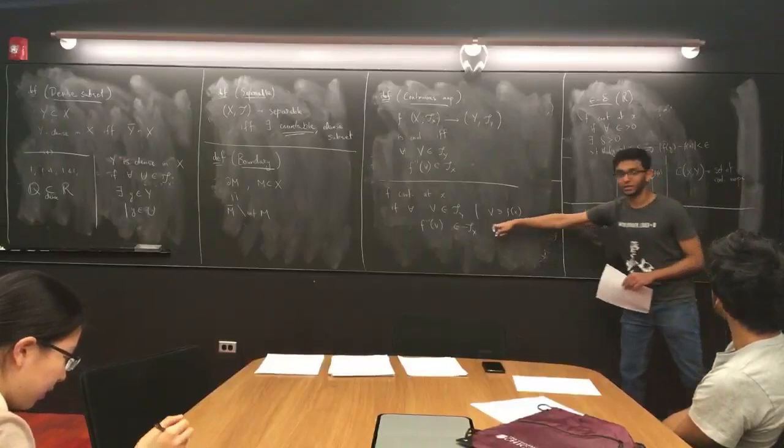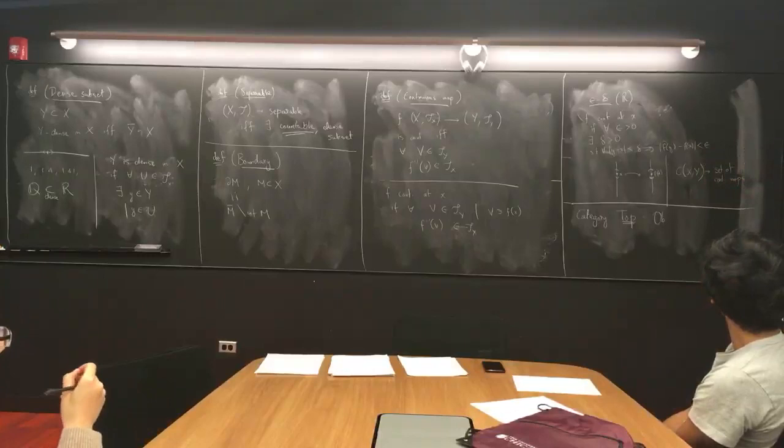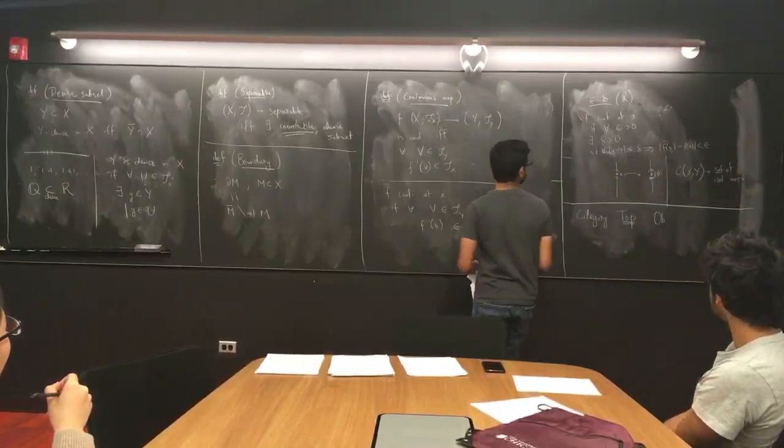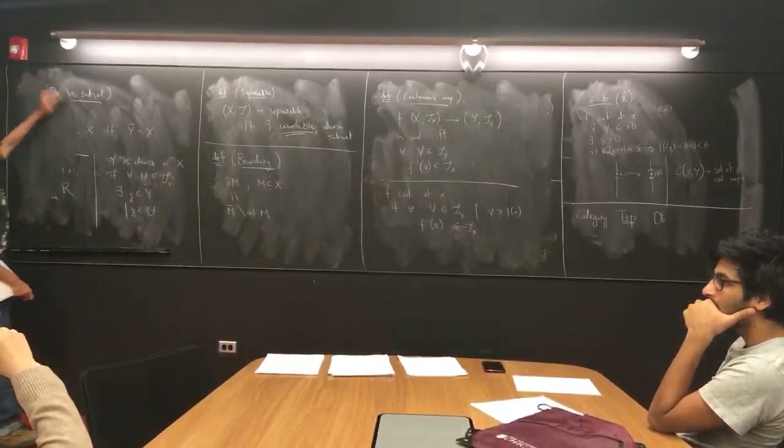Just give them an example of a continuous function which is not an open map. So if x squared maps the real line to only the positive real line, the positive real line is not an open set, so it maps an open set to a non-open set.